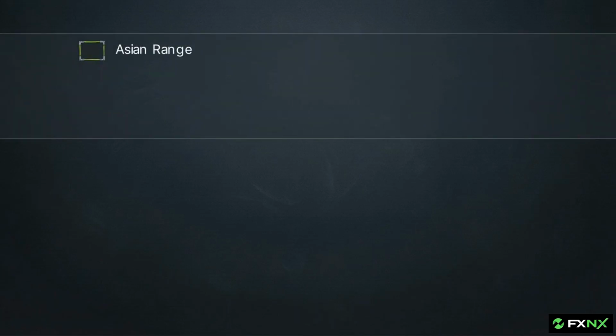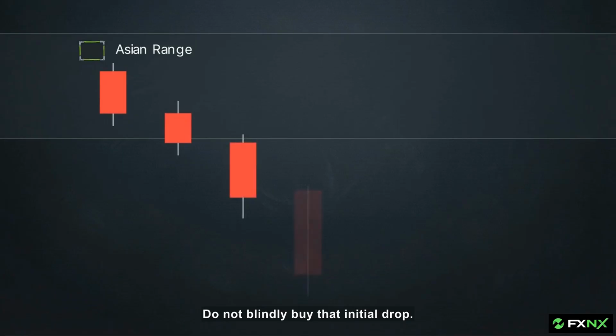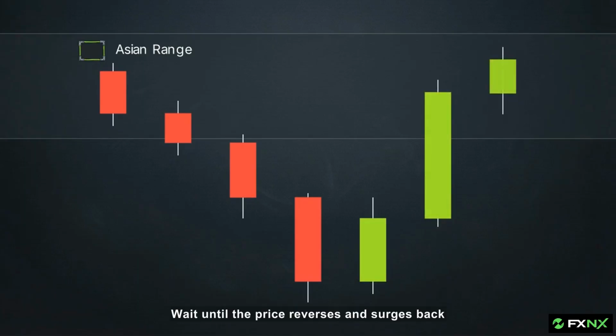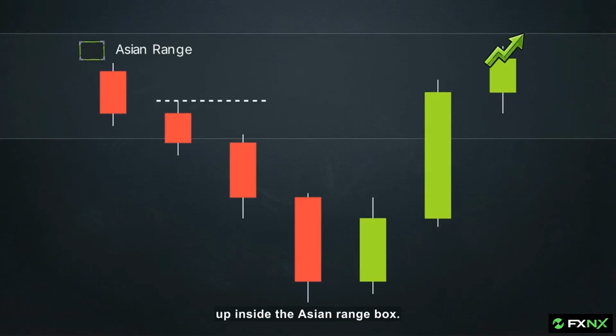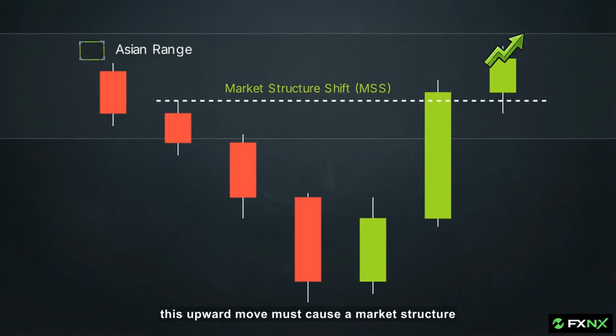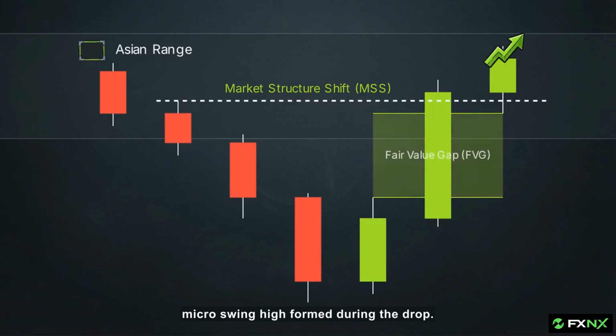Step 4. Do not blindly buy that initial drop. You need confirmation. Wait until the price reverses and surges back up inside the Asian range box. To confirm the smart money has taken control, this upward move must cause a market structure shift. That means it breaks through the most recent micro-swing high formed during the drop.